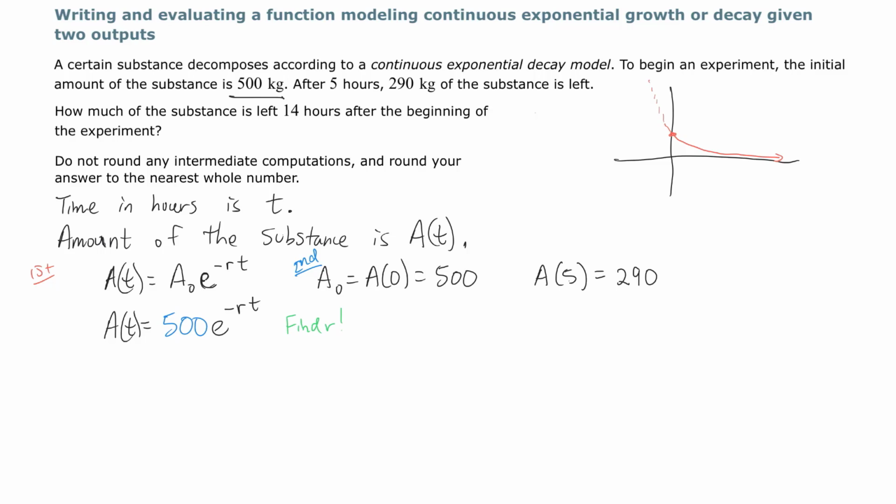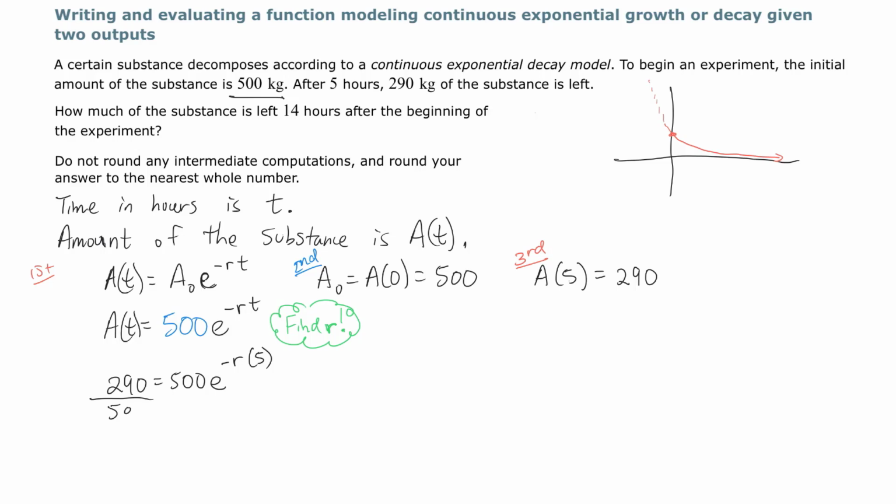And how are we going to do that? How are we going to find r? We're going to use this third hint, and the third hint is over here. We're going to use this A of 5. A of 5 is 290. Let's substitute that, so I'm going to put 290 here. But t is 5, and so we made another substitution. So two separate substitutions will help you get yourself going in this problem.